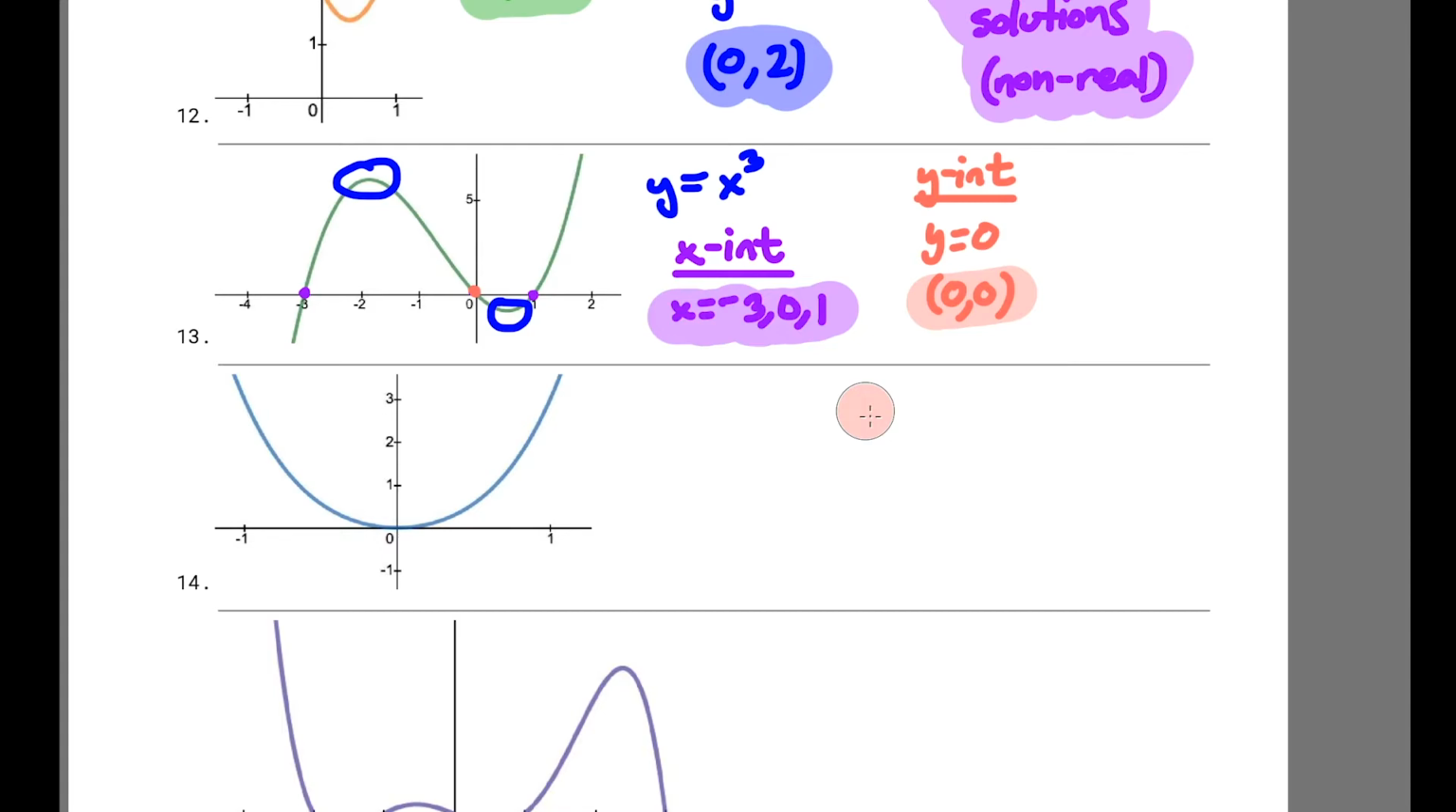Now, if it is cubic, which minimally it is, you would say that there are no non-real solutions.